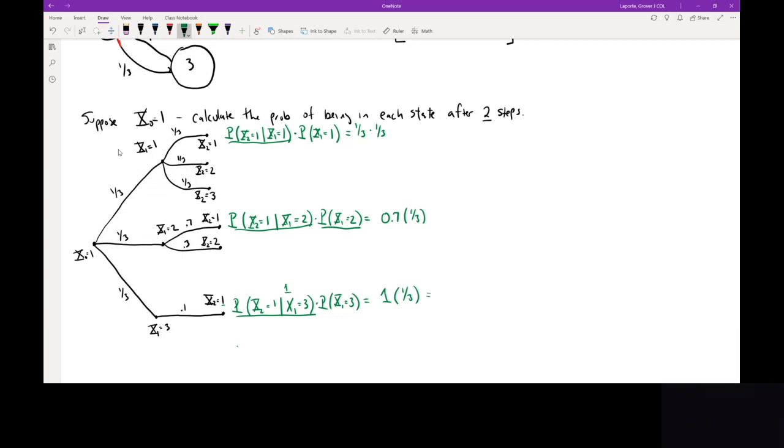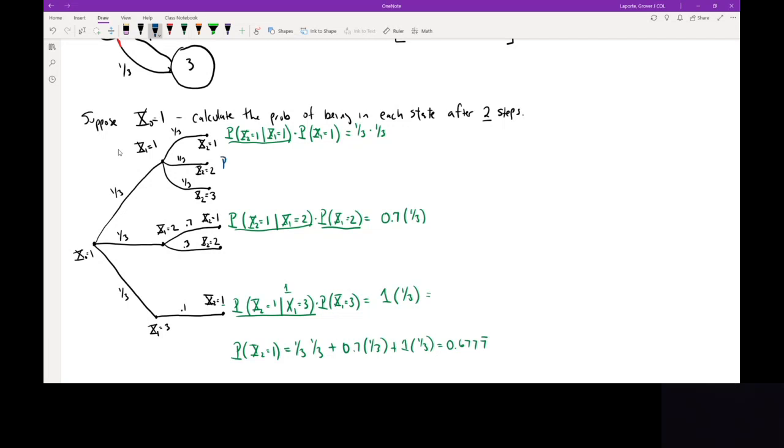To find the probability that X2 equals 1, I have to add up these three probabilities: 1/3 times 1/3, plus 0.7 times 1/3, plus 1 times 1/3. If you add these all up, you get 0.6777 repeating.